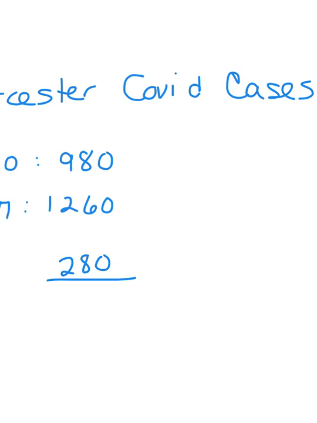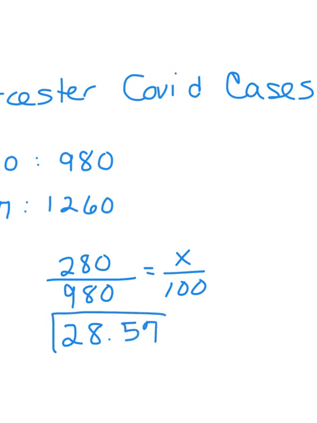And then I divide that by the original amount. So it's not 980 divided by 1,260. That doesn't make sense. It's the amount that it changed by, that 280, divided by the original amount, which is 980, equals our percent over 100. And if I cross multiply, 280 times 100 is 28,000, and then I divide by 980. That's a 28.57% increase in 1 week. So since last week, the number of COVID cases in Worcester increased by 28.57%. So that's a significant increase.